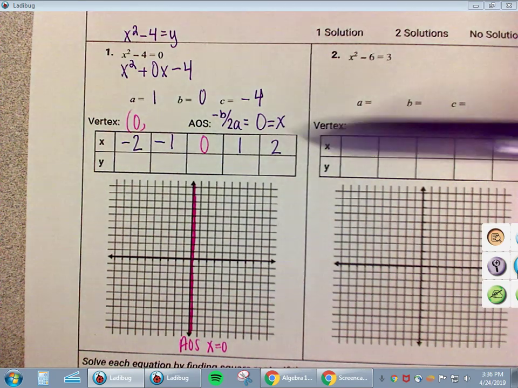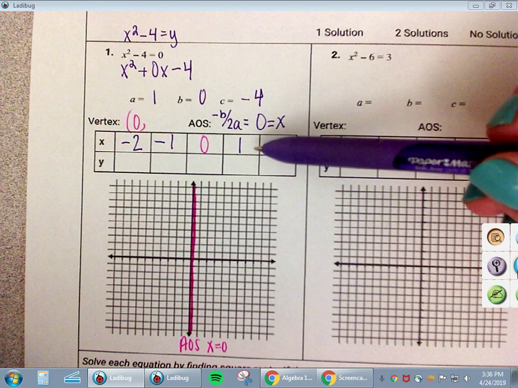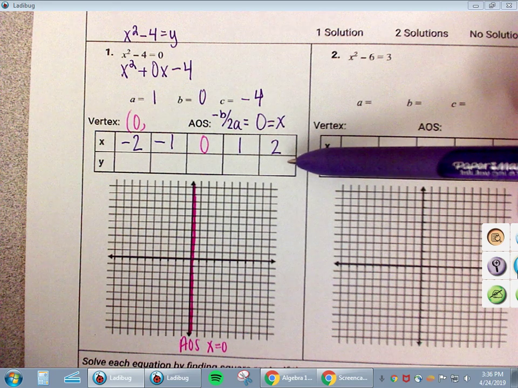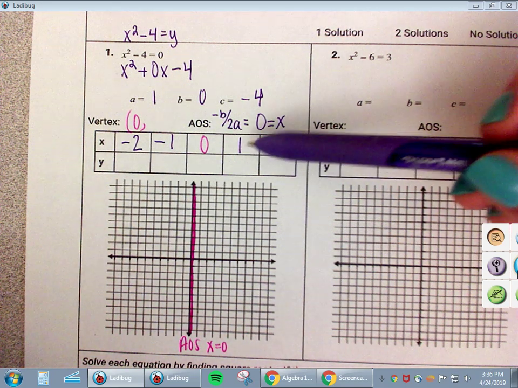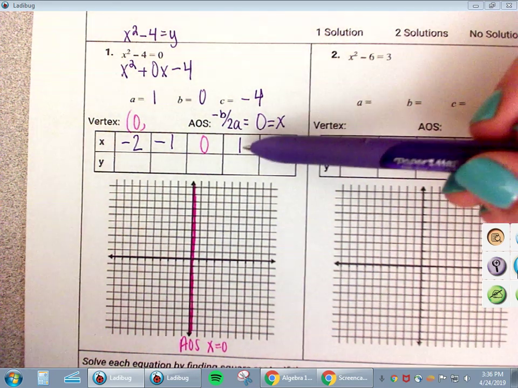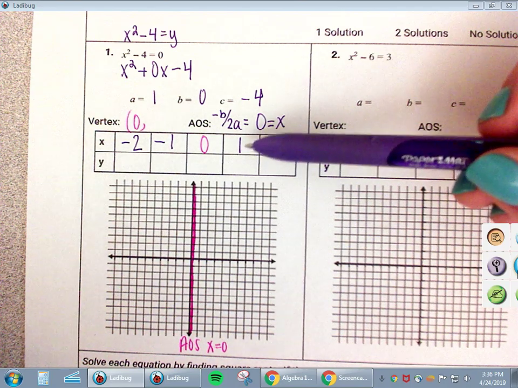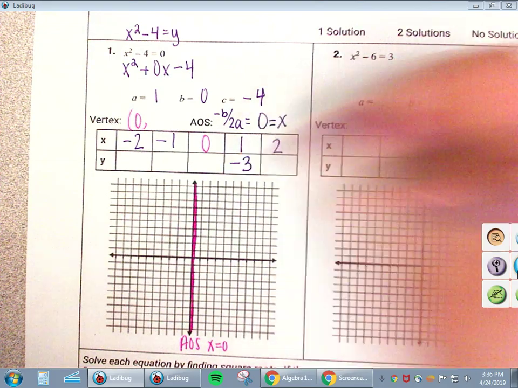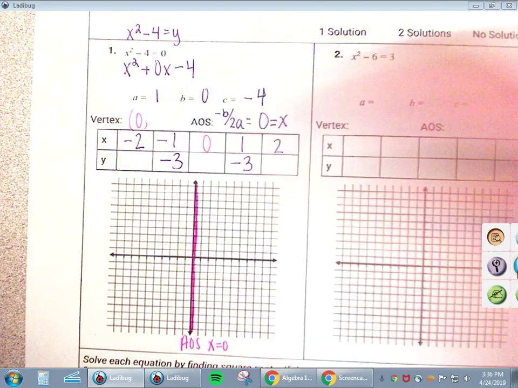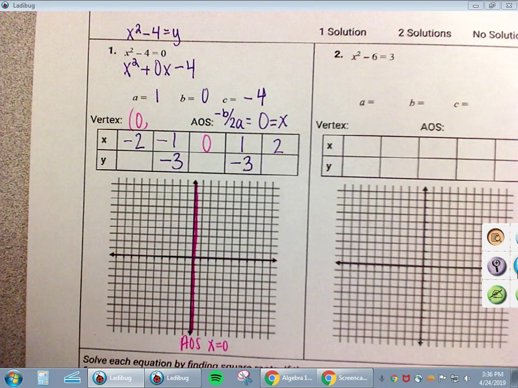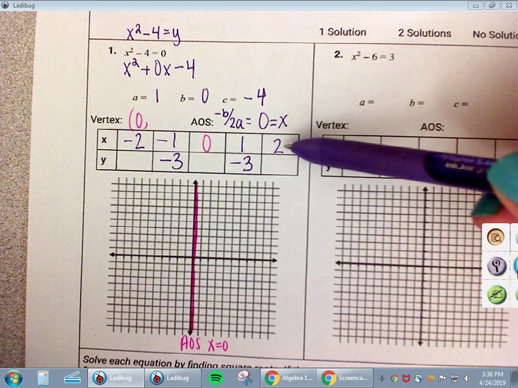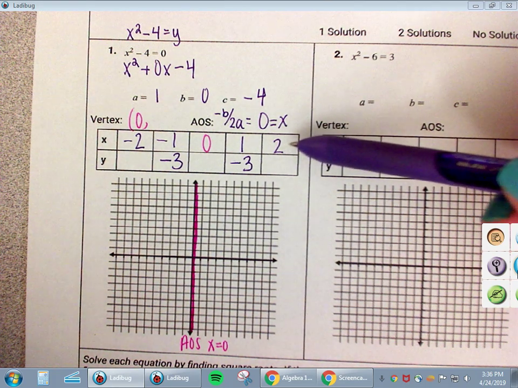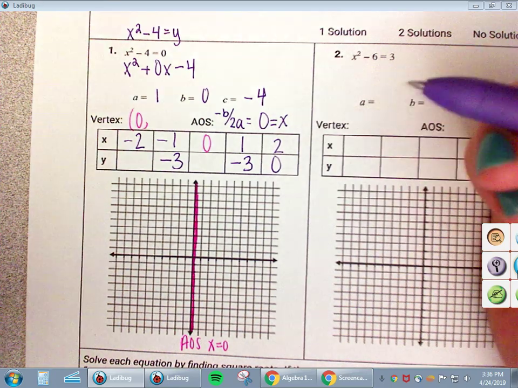So let's do that. And if it were me, I'd pick to do the positive ones. That way we don't have to deal with the negatives at all. So let's plug in a 1. I'd have 1 squared minus 4. 1 squared is 1, minus 4 is negative 3. That makes that point come over here as well by symmetry. The next one, if I plug in a 2, I'd have 2 squared minus 4. 2 squared is 4, so 4 minus 4 is 0.